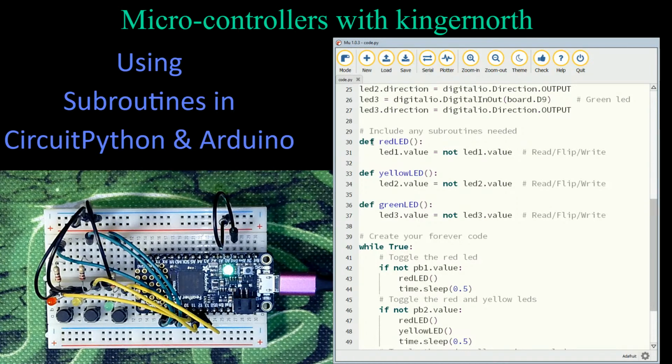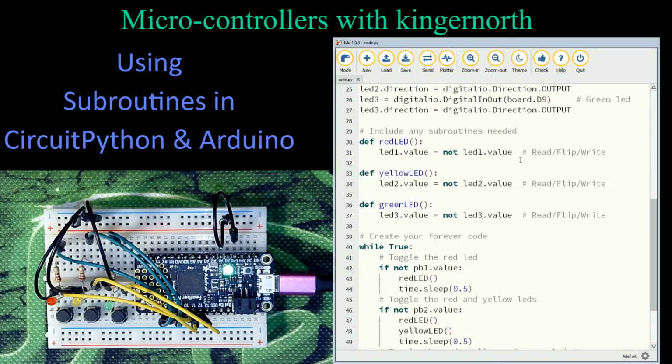We start subroutines in CircuitPython with the term def, for definition. Then I have the subroutine name, red LED, the same routine name as in the other one. And then I've got LED1 value, so that's reading the value in. I'm going to set that value equal to not, instead of the exclamation mark we used in Arduino for changing state, we actually put in the word not, and it goes bold, and LED value. And what that does is read, flip, and write all in one step.